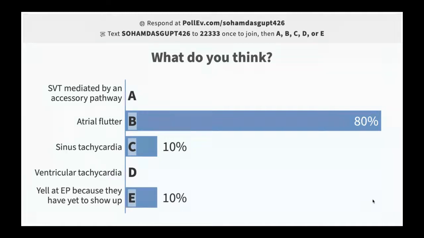Okay, so atrial flutter seems to be, yes, somebody is yelling at EP. Thank you very much. I was waiting for someone to yell at EP. So now that EP has been yelled at and we have an overwhelming majority of people who think this is atrial flutter, let's move on. Yeah, absolutely. This is atrial flutter and we'll talk about why.